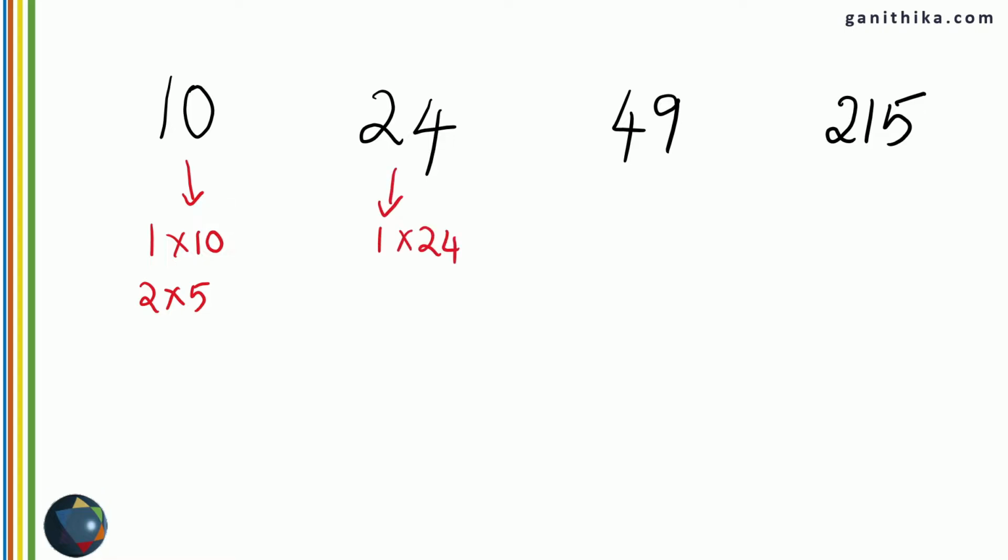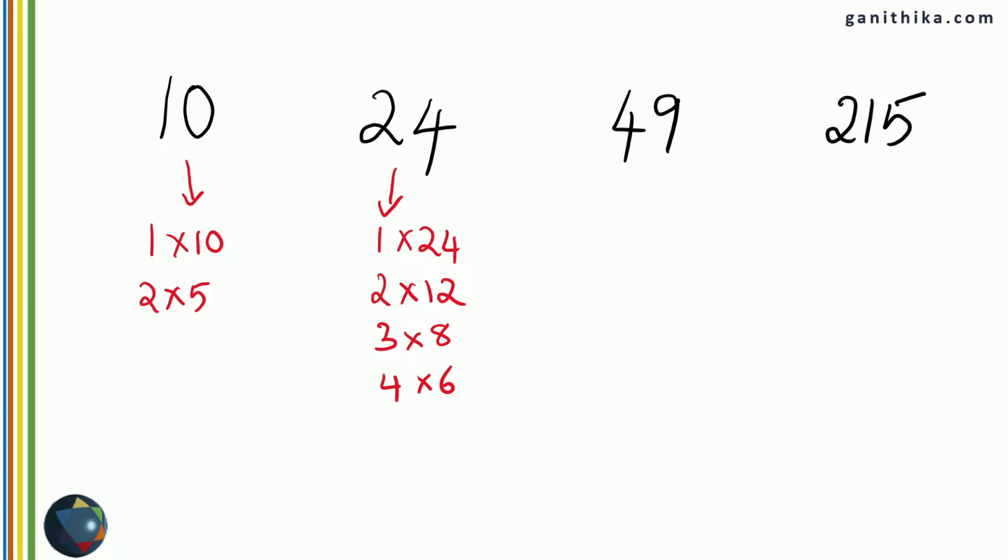So, 24 can be written as 1 times 24. It can also be written as 2 times 12. If you go for 3, 3 times 8. If you go for 4, 4 times 6. And 5 is not possible because 24 is not divisible by 5. So, you can write 24 as 4 different products: 1 times 24, 2 times 12, 3 times 8 and 4 times 6.